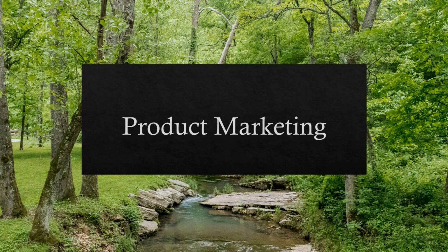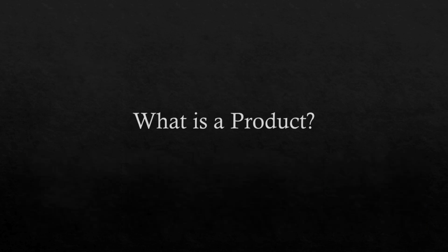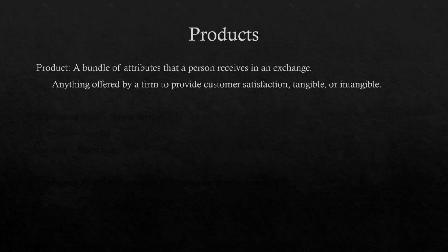In this video, we discuss what is a product and types of consumer products. Before we get started in our discussion on consumer products, we first need to define what is a product. A product is a bundle of attributes that a person receives in an exchange. This is anything offered by a firm to provide customer satisfaction, whether tangible or intangible.